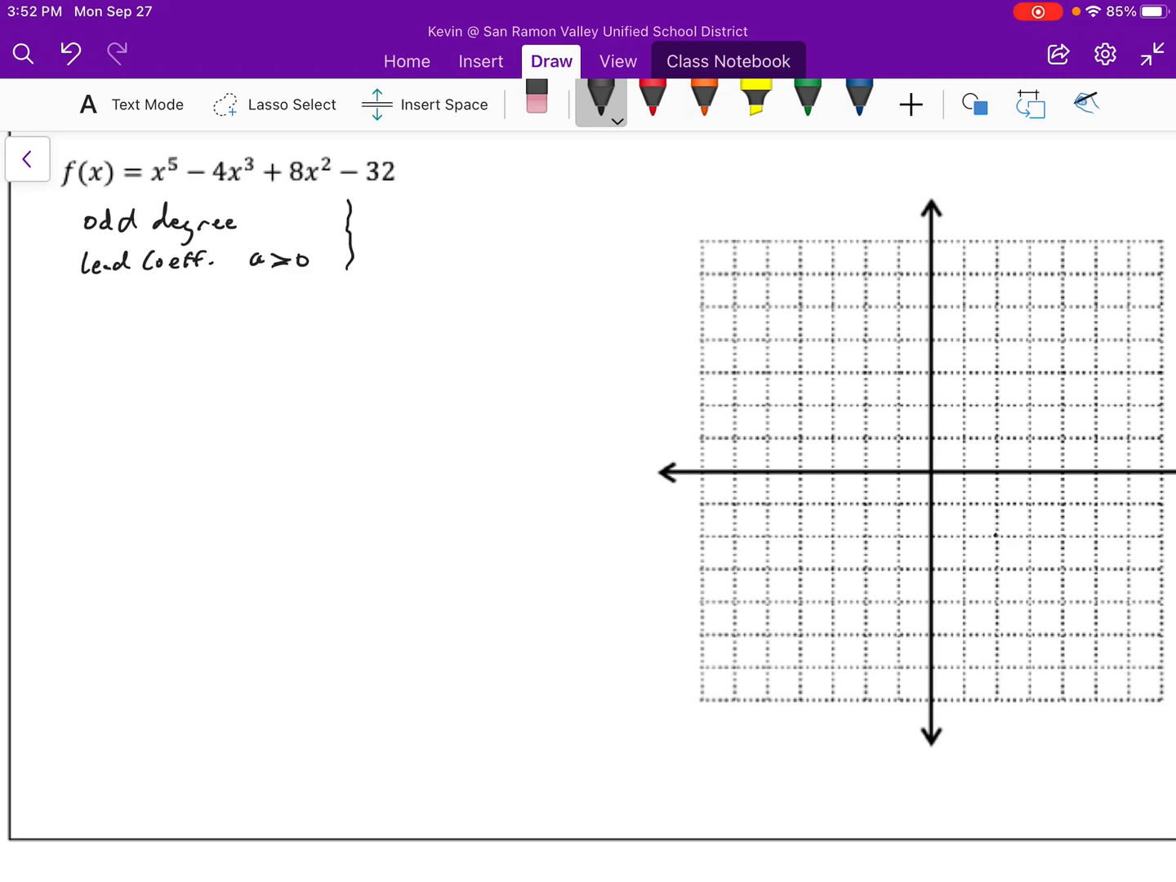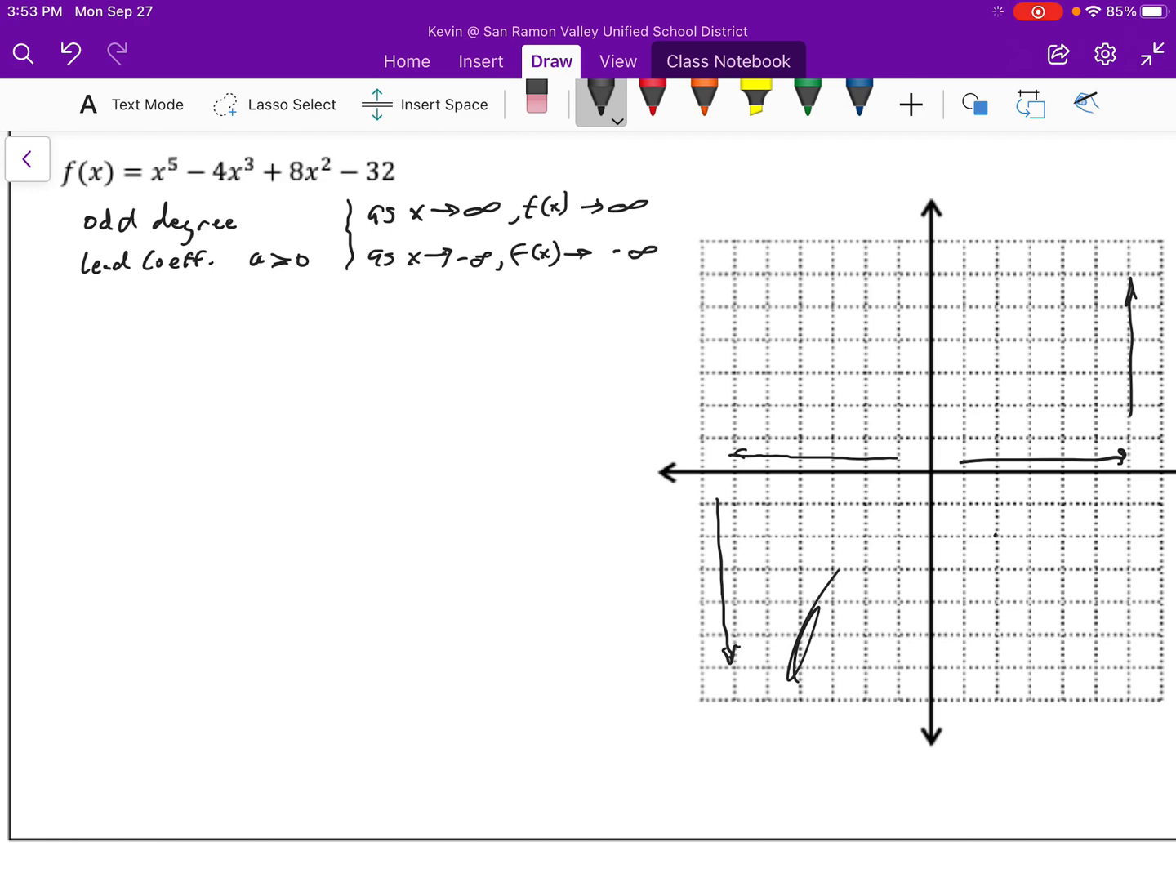That information tells us that as x heads towards infinity, f of x is going to also head towards infinity. So as x increases, the y values are going to increase. And then as x heads towards negative infinity, f of x is going to head towards negative infinity, meaning that as these x values get smaller and smaller, my y values are going to get smaller and smaller. So it's going to be heading down here, it's going to be heading up here.